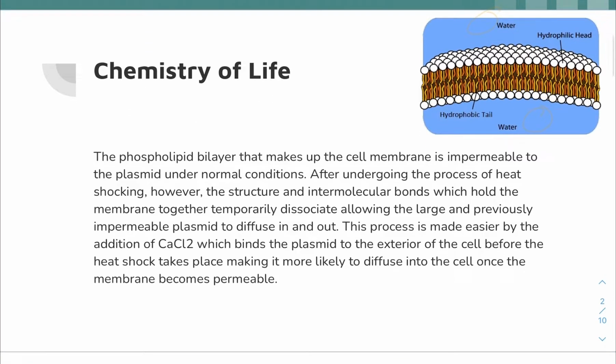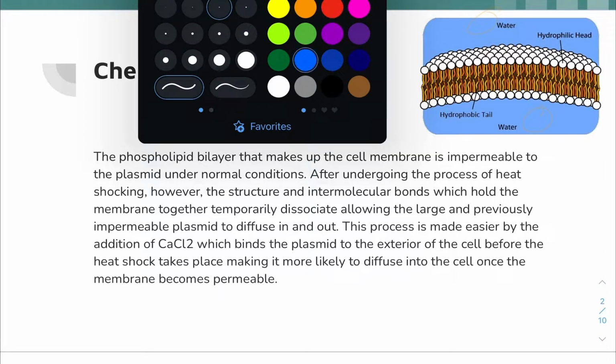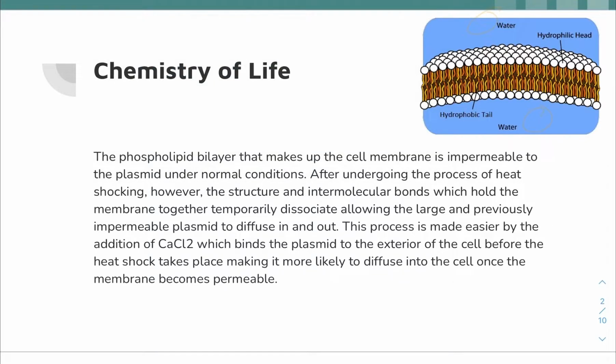The phospholipid bilayer that makes up the cell membrane is initially impermeable to the plasmid that's being added to the matrix. So in order to allow the plasmid to enter, the cell needs to undergo a heat shock, which is going to split this cell membrane and allow it to be permeable to the plasmid.